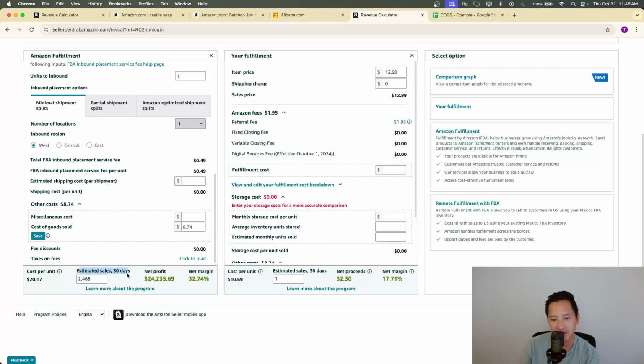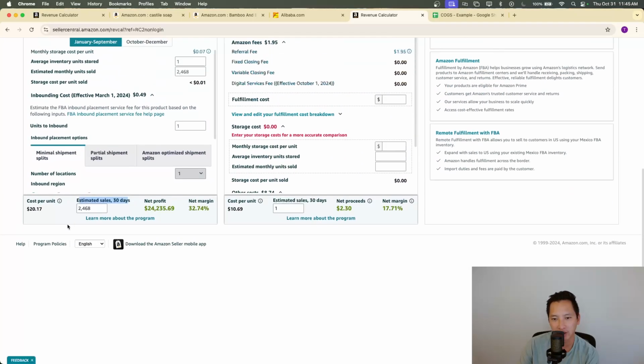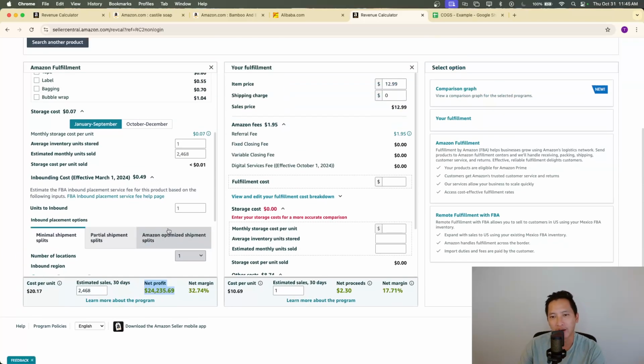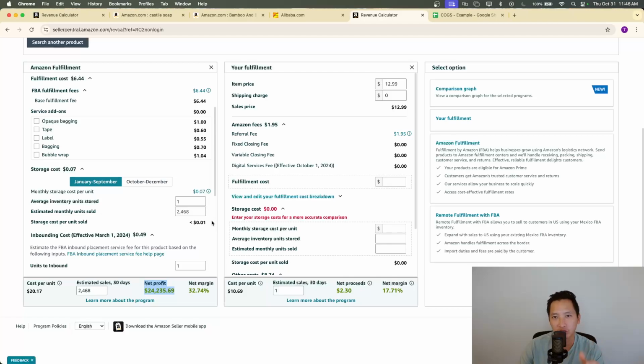Our estimated sales over the last 30 days. Again, this is just taking the estimated sales for this product. And if we sold 2,400 units of this product per month, we make $24K in profit. So that's how you calculate net margin percentage. Really important for you to understand as a brand owner, seller, as you're launching a new product, to go through this math and understand how much you're making in profit per unit.